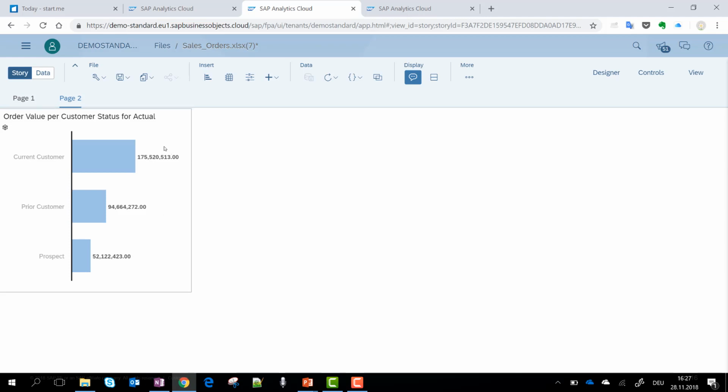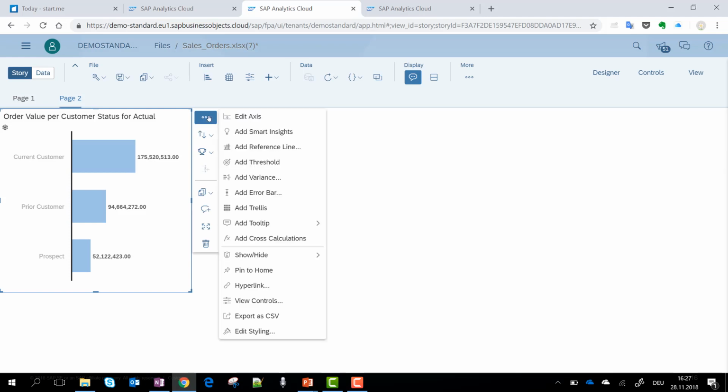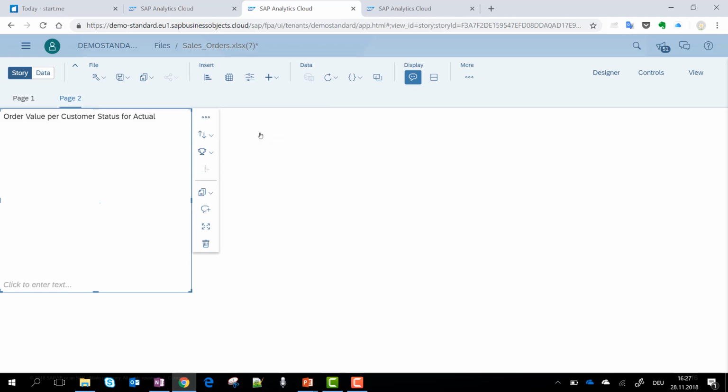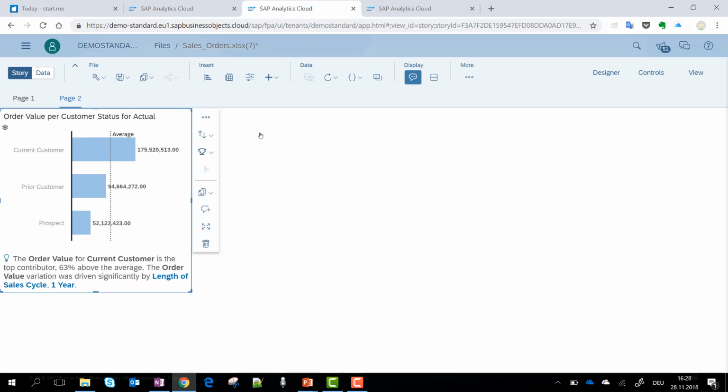And so I'm asking the system, can you help me better understand what I just found? And so I'm adding smart insights. The system goes back, looks at the data, and tries to distill the most important relevant information that is happening here. So the current customers really is what is driving my transactions. And while it did the analysis, the length of the sales cycle for those current customers is really what made them different. So let's understand that.